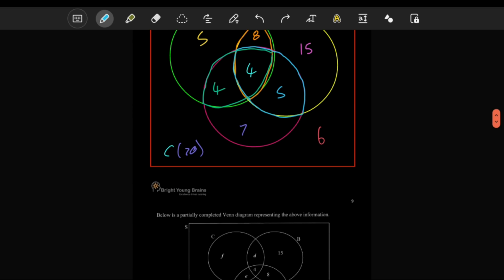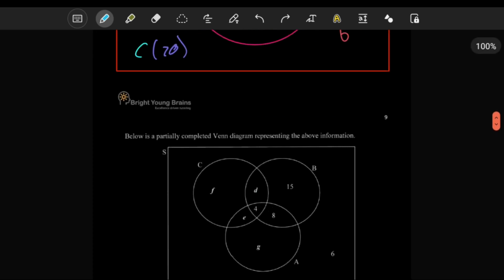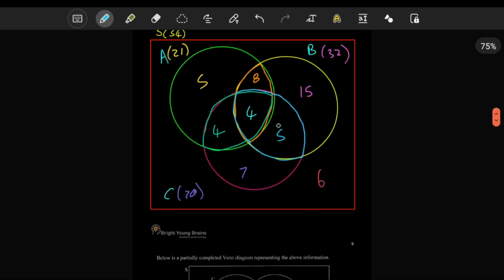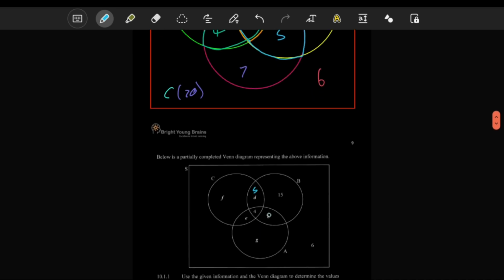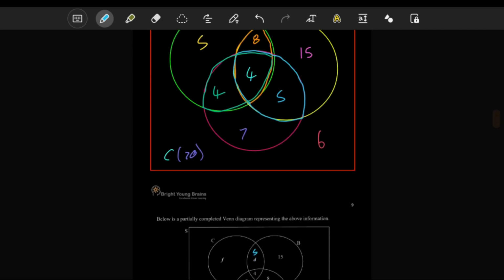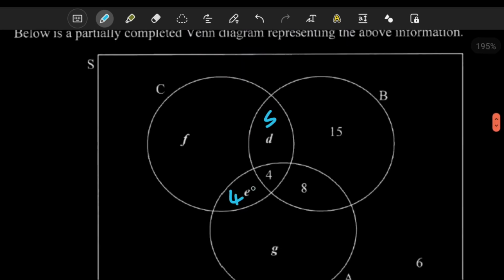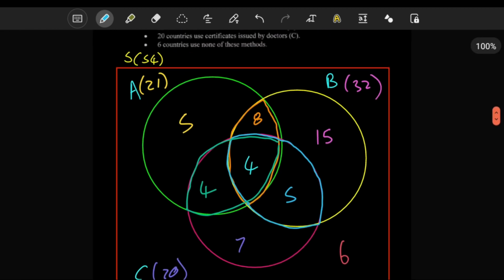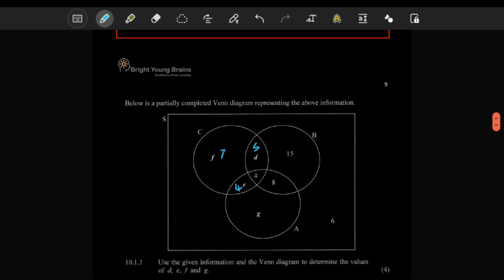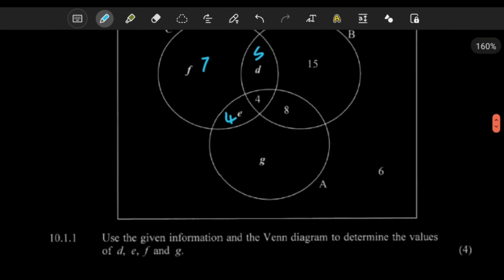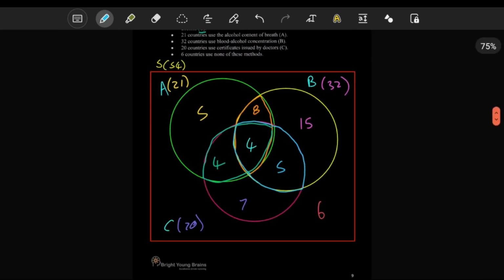So for B there is 8, 4, and 5. So here 8, 4, so this has to be a 5. Because that's what's happening here. 8, 4, 5, and 15. For C, there's 4, 4, 5, and 7. And then for A, there's 4, 4, 5, and 8. Yeah, that was pretty simple.